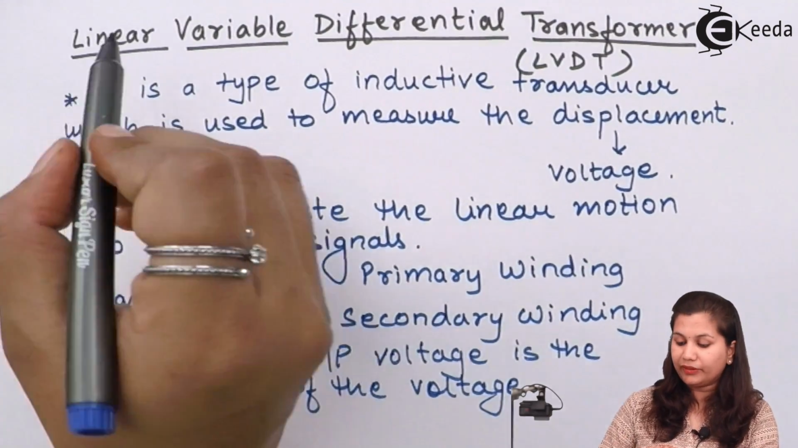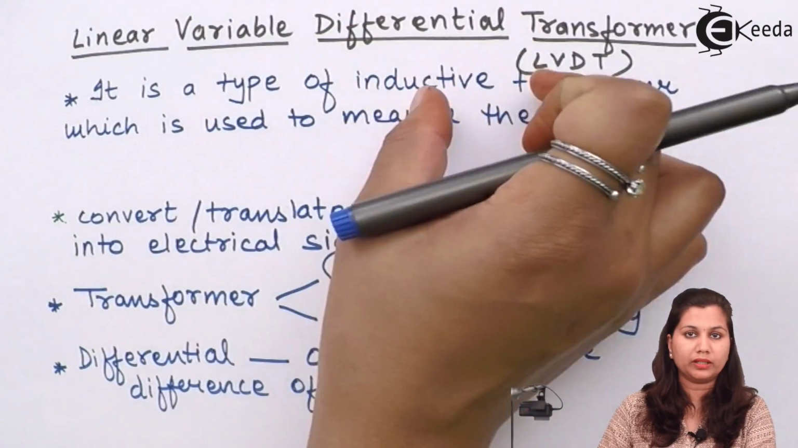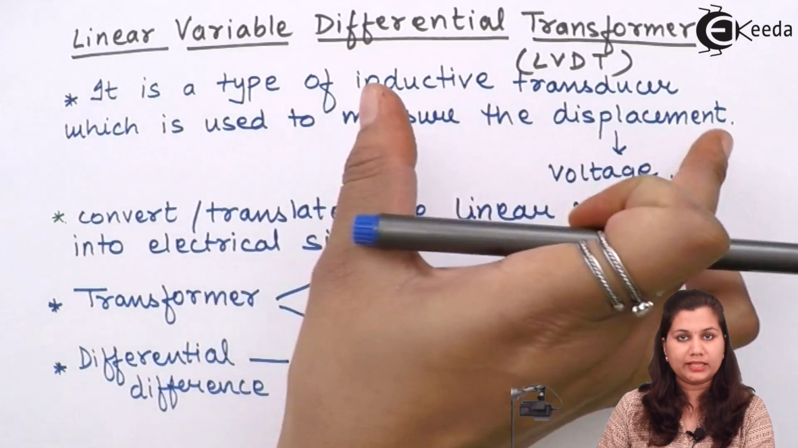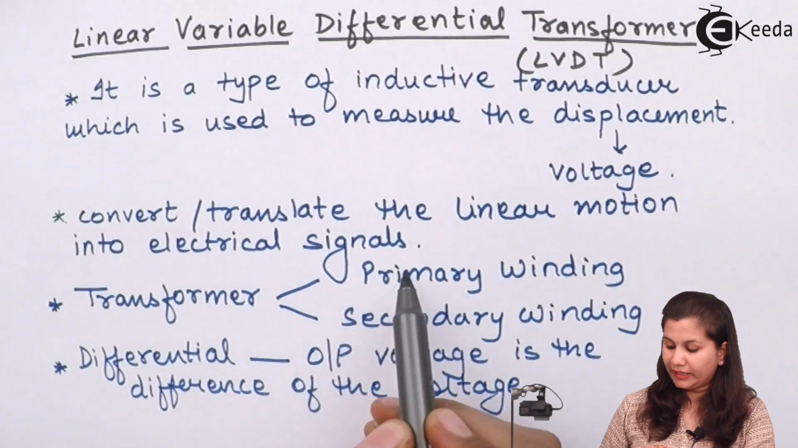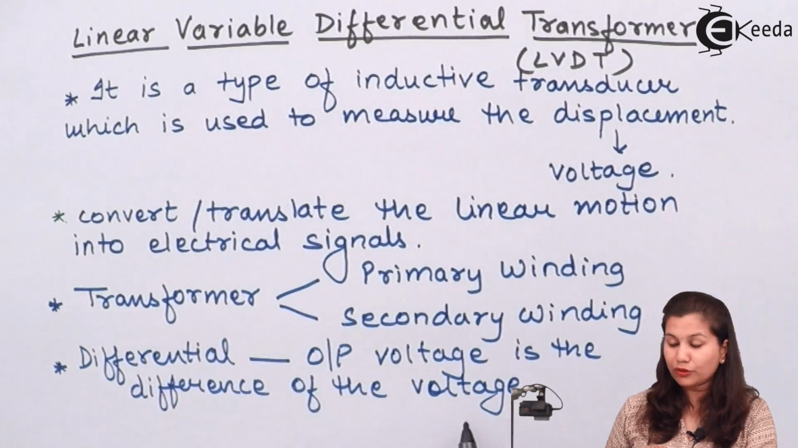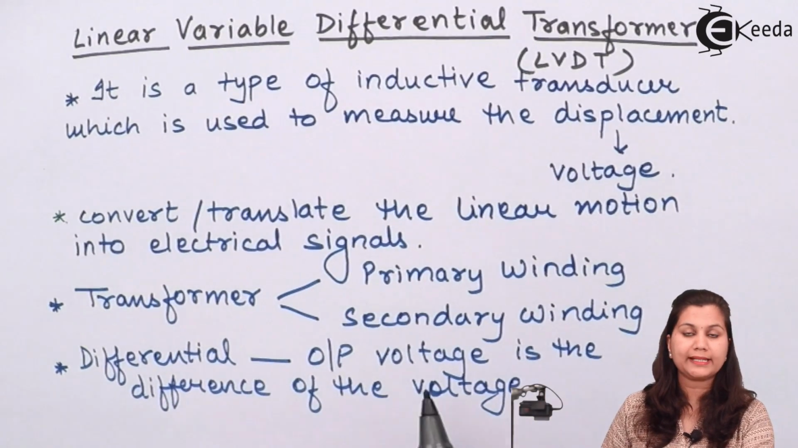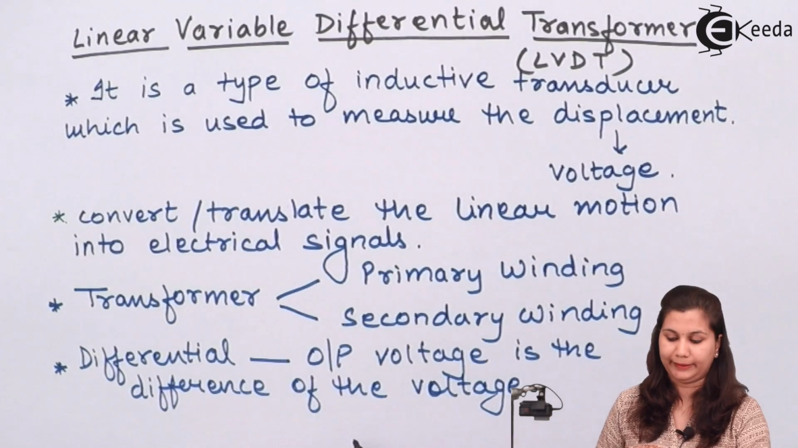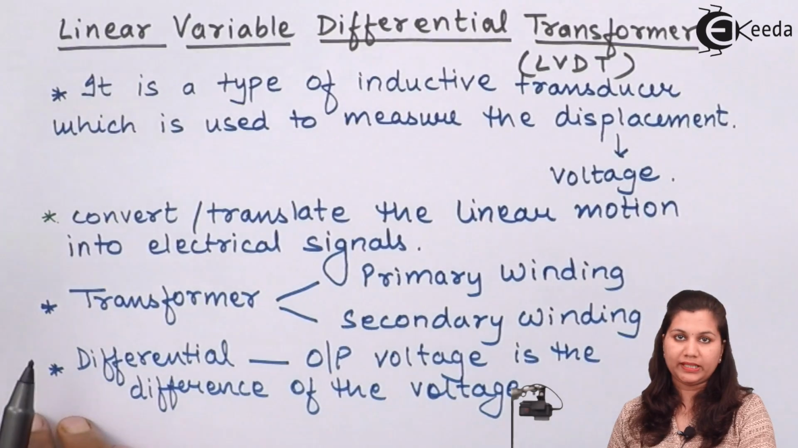So we have described the meaning of every word in this LVDT. Linear, because it is translating linear motion into electrical signals. Differential, because the output voltage is the difference of the voltages. And transformer, because it has two types of windings, primary winding and secondary winding. Now let us first see the construction of this LVDT, and the various parts of LVDT.